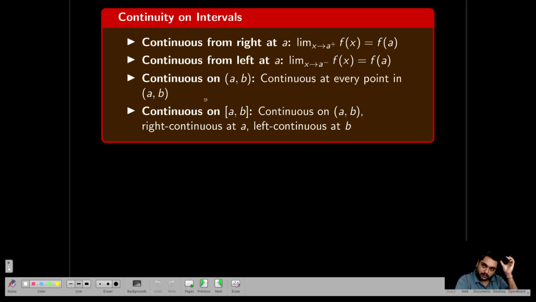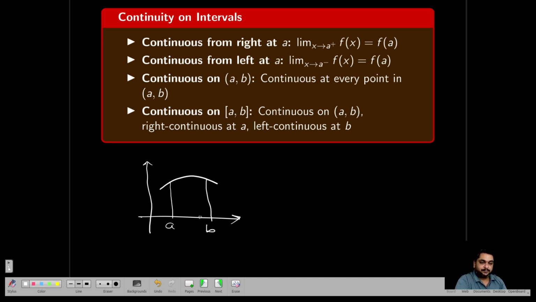Now till now you understood continuity at a point. Now we will see continuity on intervals, both types of intervals: open intervals as well as closed intervals. See, at a point is different. Say there is a curve like this. There is an interval now. This is A, and let us say this is my B. Now when I say continuity, I am checking for this entire region.